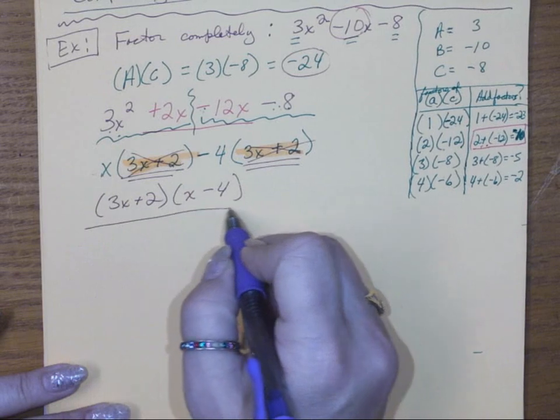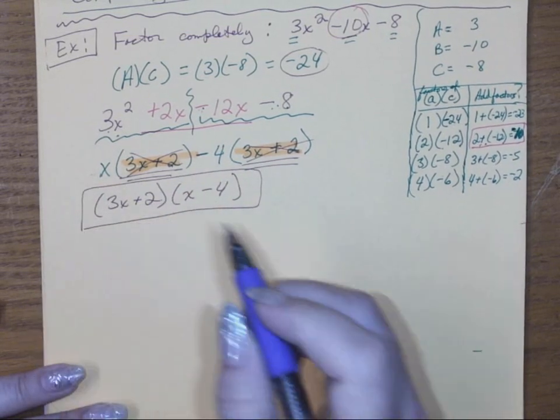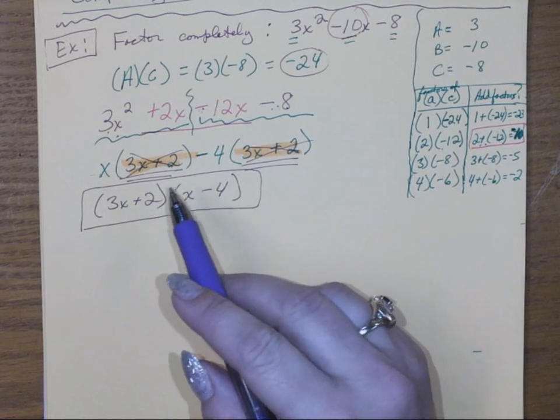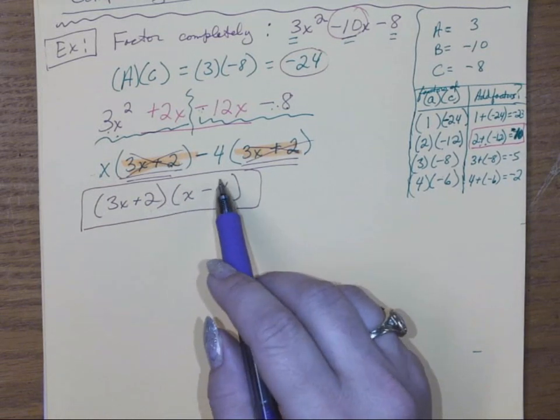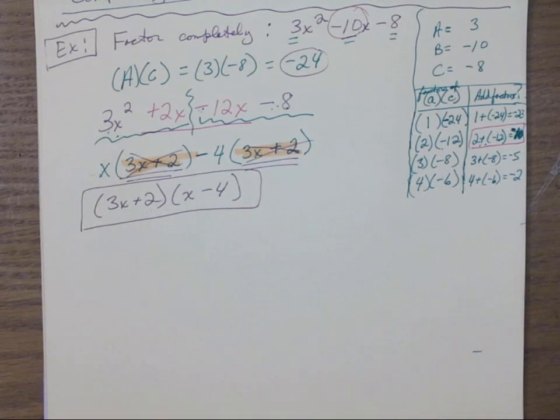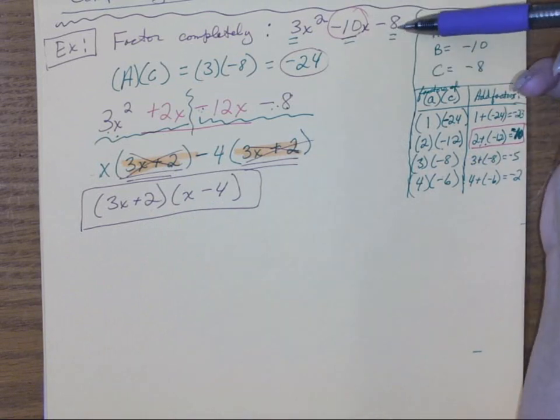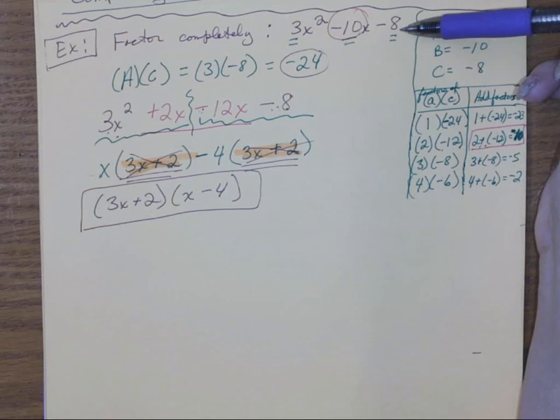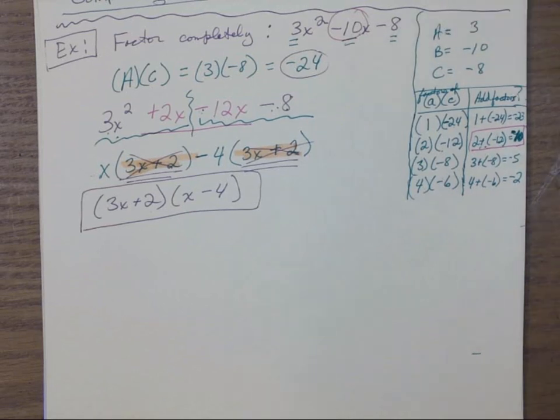Okay, and as always, everybody knows, I hope, that you can multiply these two back together, distribute, FOIL, whatever terminology you like. You can multiply those two back together, and you better come back out with what I started with, 3x squared minus 10x minus 8, right? Okay, so real quickly, we're going to tie the algebra blocks to that and see what happens.